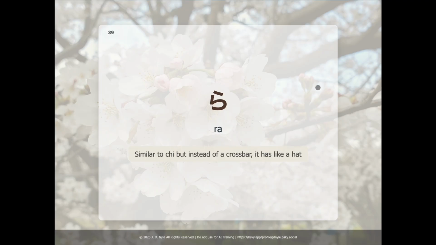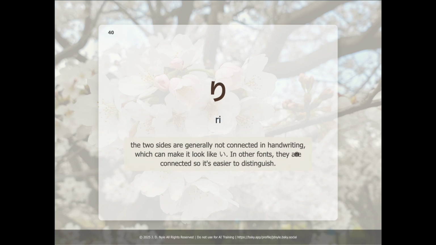Ra. Kind of looks like chi that we saw earlier, but instead of that crossbar that we have here, we have this kind of like a hat. I'm not sure what's the best way of describing that, but we have this part here. Then we have ri. So generally these are 2 different strokes, and normally they aren't connected, but it does kind of look cool. It kind of looks like a dragon. And this does make it easier to distinguish it from e, which is also disconnected, but a little bit wider out.